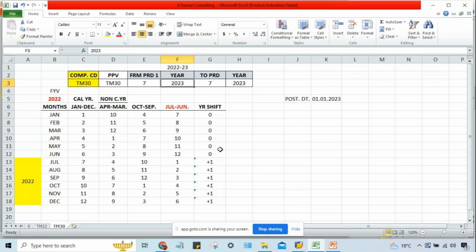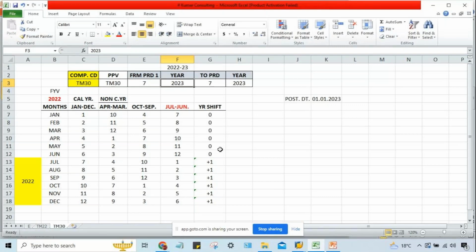What is happening, guys? First of all, keep in mind, year shift is used only and only when we are using a non-calendar year. Can we use year shift in a calendar year? Not at all. It is not required. Jan to December, SAP knows very well. Where is the scope of year shift? Year shift is there only because all the transactions get posted in terms of calendar year only.